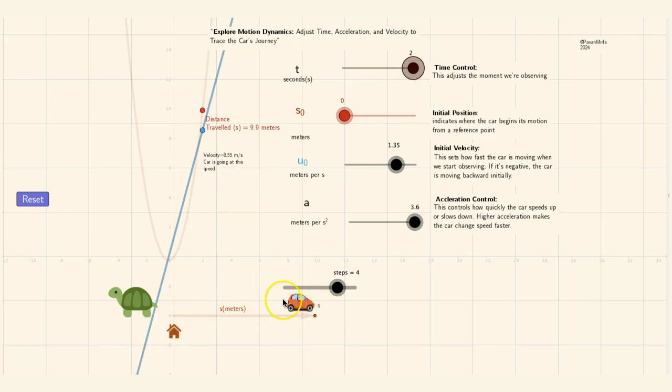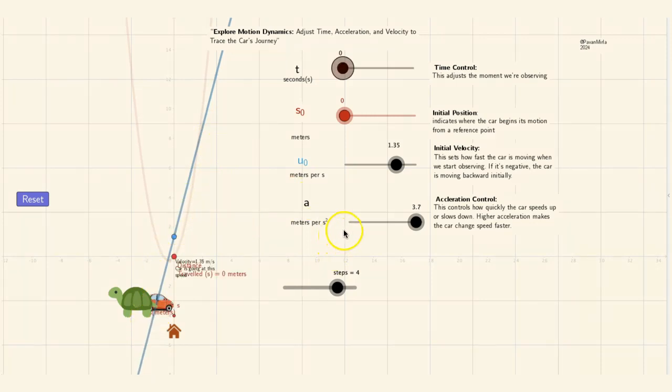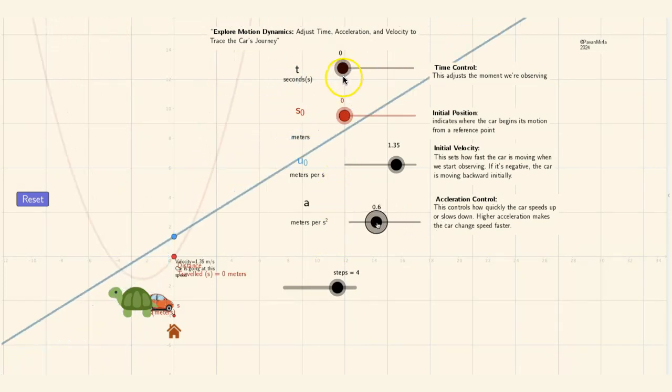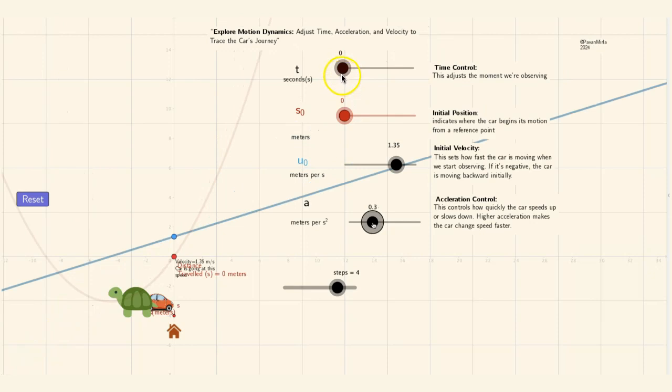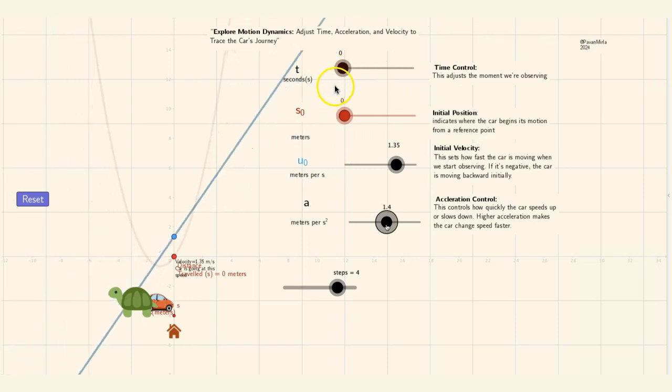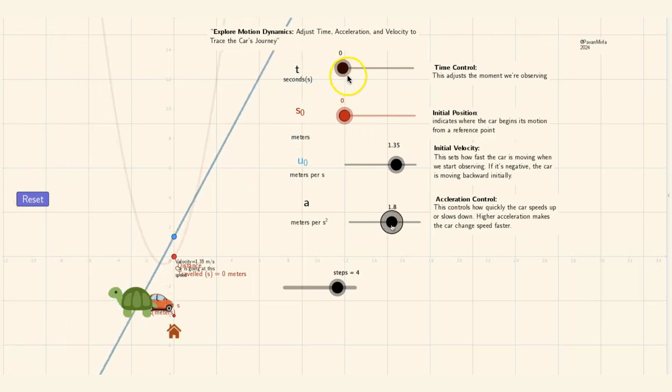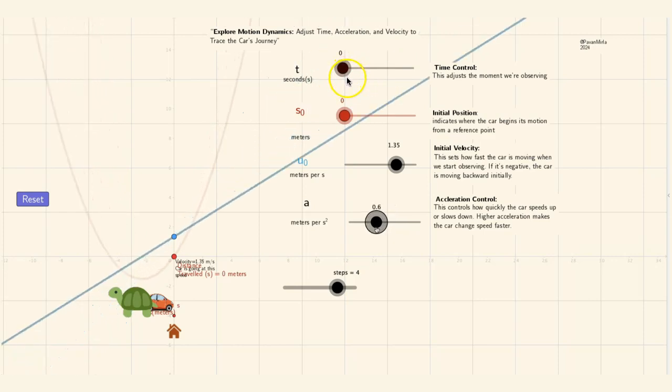Conversely, a negative acceleration value means the car is slowing down. By moving the time slider, you can see these changes in the motion of the car. This is a useful way to visualize how acceleration affects movement or displacement.